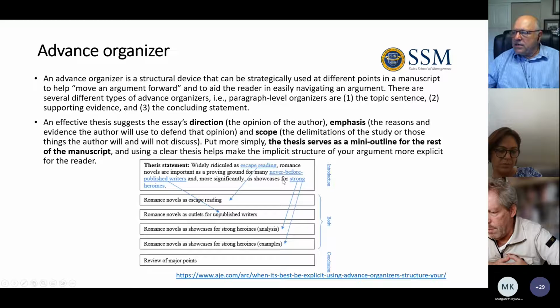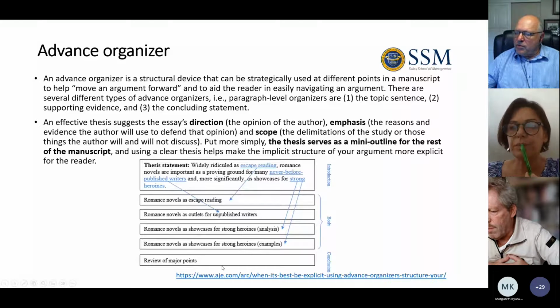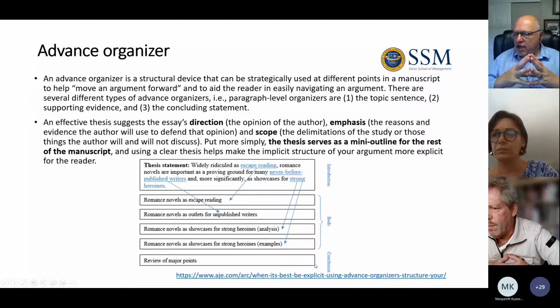You have to write about never before published writers. You have to write about strong heroines. You can see, normally the structure is the introduction, where you have your thesis statement, and then you have your body, and then you have your conclusion, a review of the major points. So this is basically how you organize, at the paragraph level.